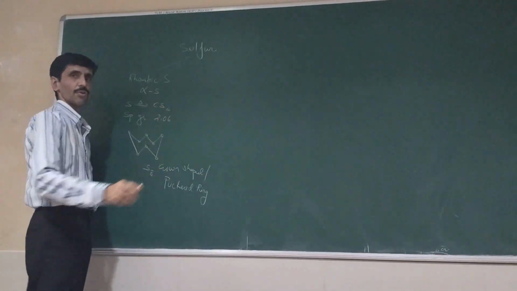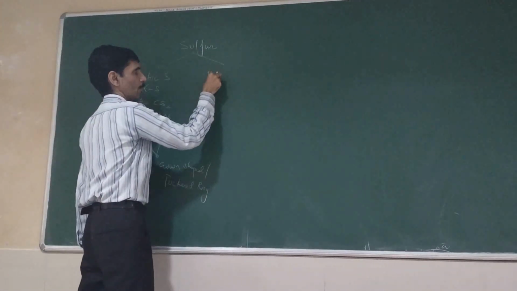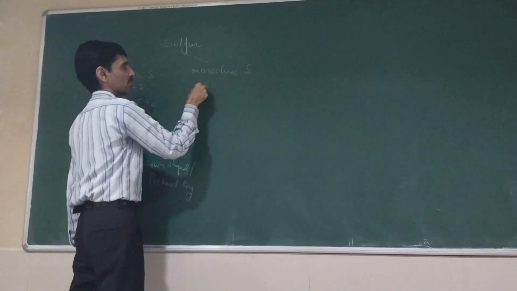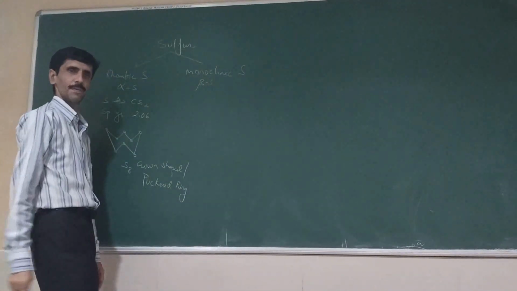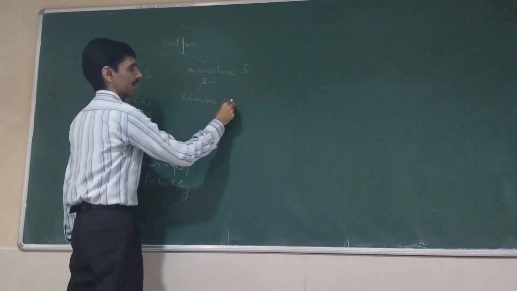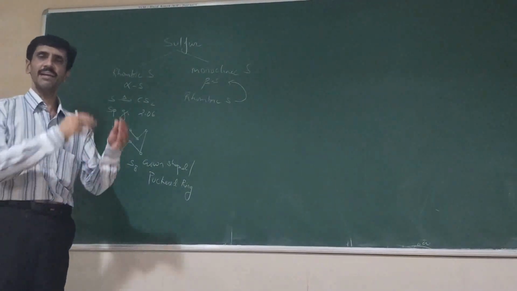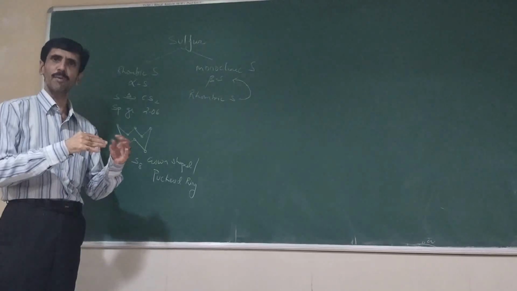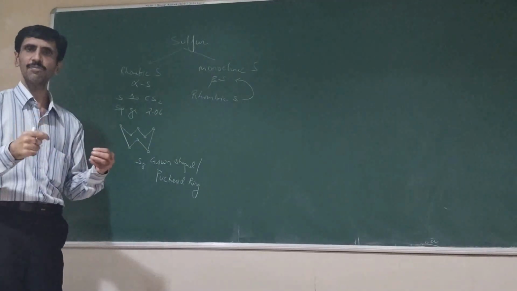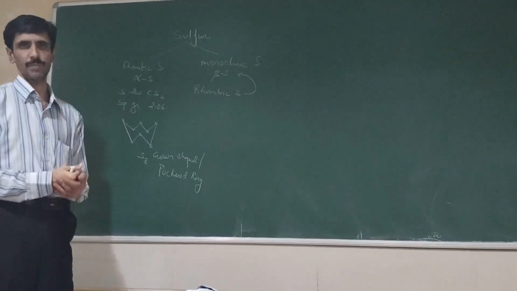So this is about rhombic sulfur. Now, next one we have is monoclinic sulfur, which we also call beta sulfur. Heating of rhombic sulfur results in the formation of beta sulfur. So you can see now that there is a possibility of conversion of one form into another form simply by changing the temperature. And this is physical means, and that's why we say allotropes have differences in their physical properties.